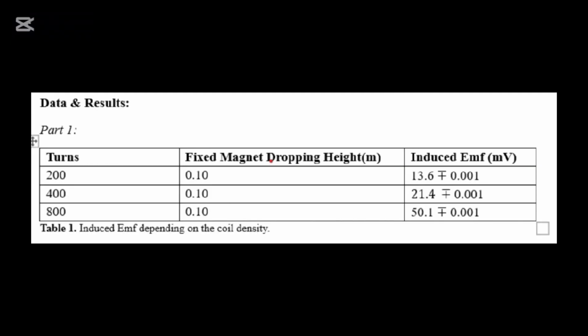As you can see, for 200 turns, the induced EMF was measured as 13.6. And for 400 turns, the induced EMF was measured as 21.4. And for 800 turns, the induced EMF was measured as 50.1. These measurements have the error rate of 0.001 because of the multimeter's measuring error.